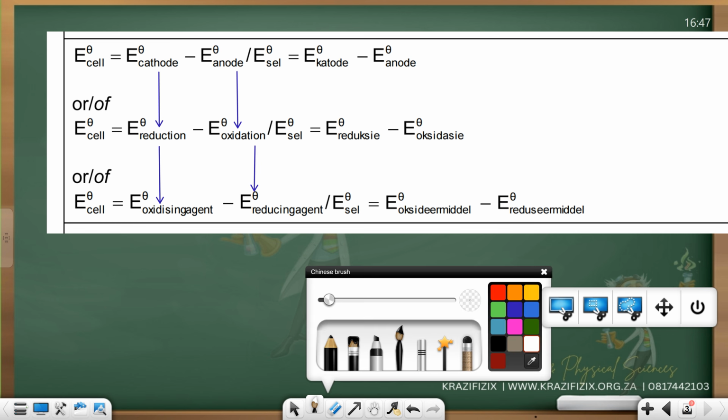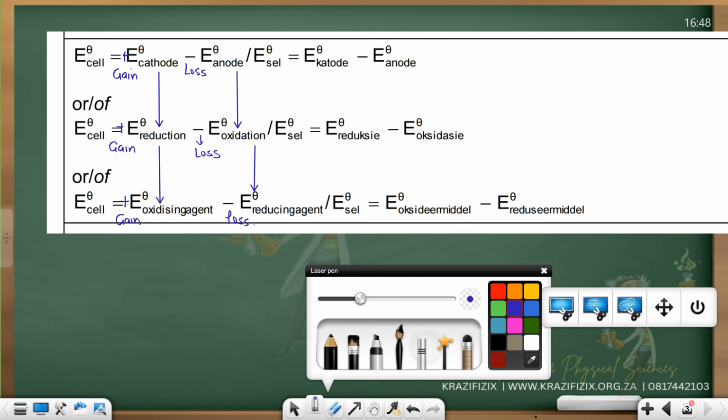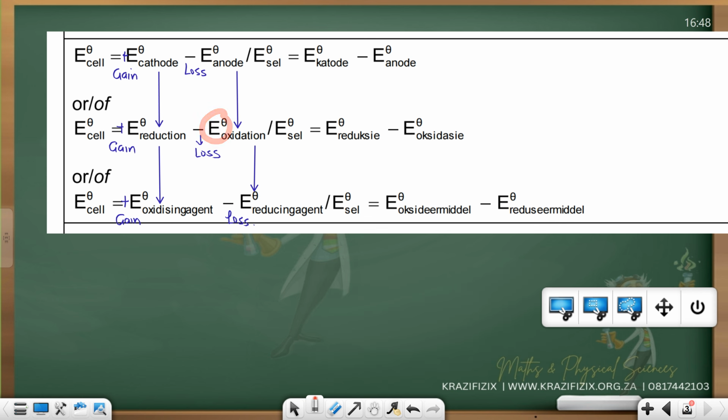And I know that when I see a negative, I'm going to call it a loss. There's a plus here, which is a gain. And this minus is a loss. Okay, so what do we do? What's the symbol for electrons? E. So we're going to take this E as my electron.